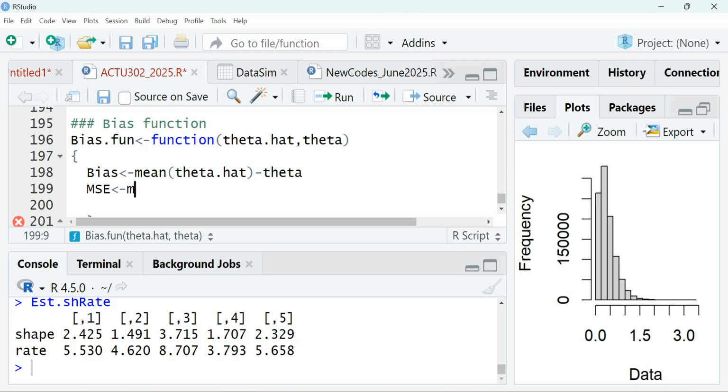So the mean square error will just be the mean of theta hat minus what? Theta. And we need to square what is inside. To be on the safer side, just put this one there. So that is the mean of the deviation squared. Is everybody okay with this? So that's basically the mean square error.